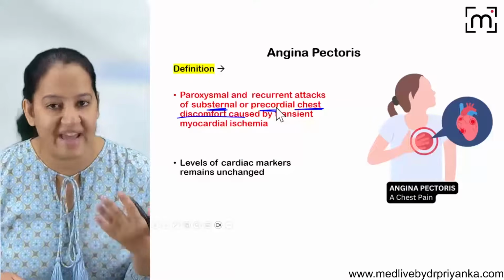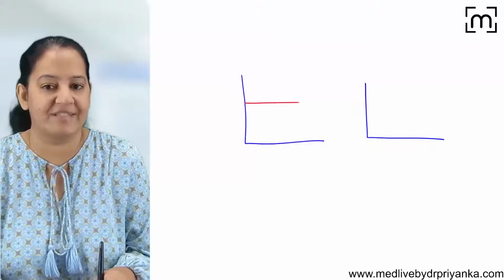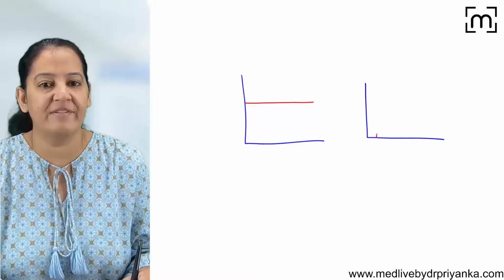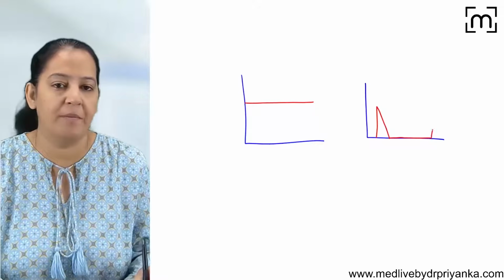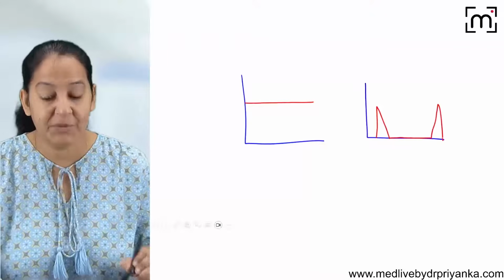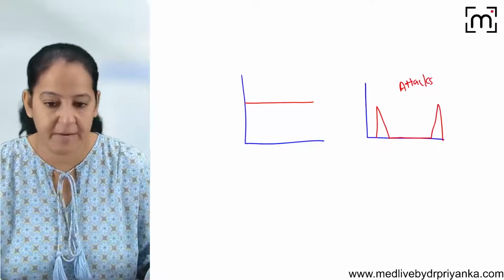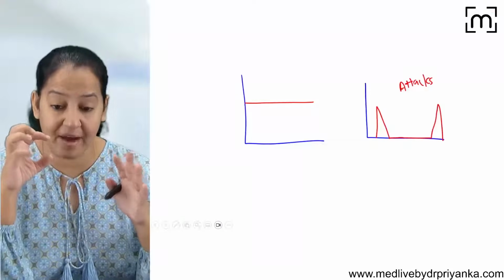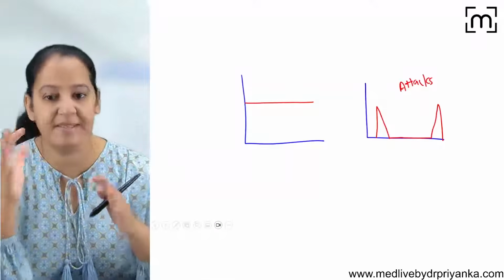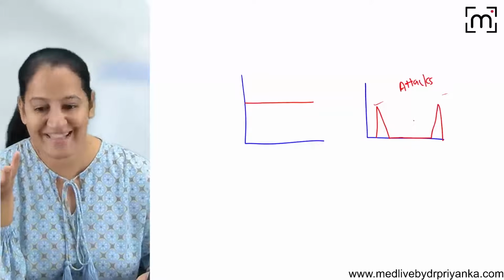And it comes in attacks. It is not continuous. Some diseases are there in which the symptoms are continuous. In some diseases, symptoms come, symptoms go away, and the person is absolutely normal between 2 episodes. So this is known as a disease that comes in attacks, like asthma. Have you heard about asthma? So you know what asthma is. In asthma, when the attack is coming, at that time the person is having symptoms. Otherwise, between 2 attacks, the person is absolutely normal. So angina is just like asthma.